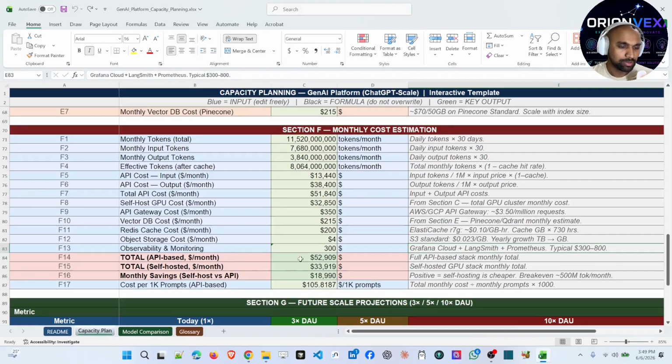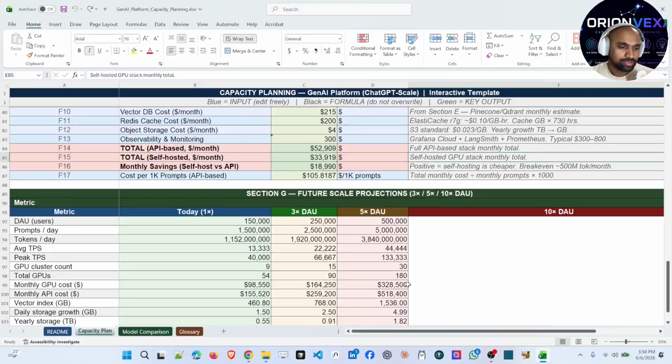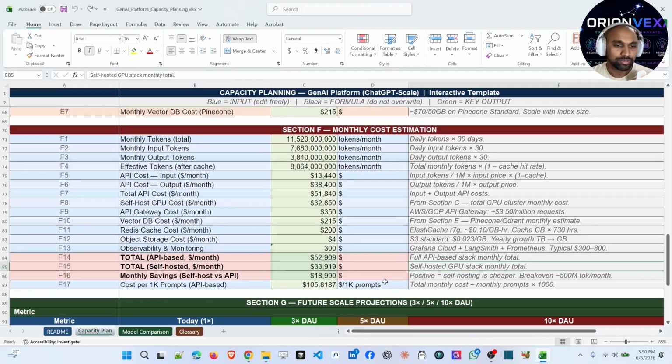Total API-based cost per month is around $52,909. That is for the API-based. If it is self-hosted, that is around 33,919. That is for the self-hosted GPU stack monthly total. And monthly savings, if you are using self-hosted, we can save around $18,000. Cost per 1K prompt is coming at around 105.8187 per 1K prompt. And this is all about our monthly cost estimation.